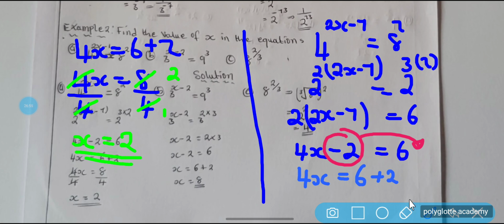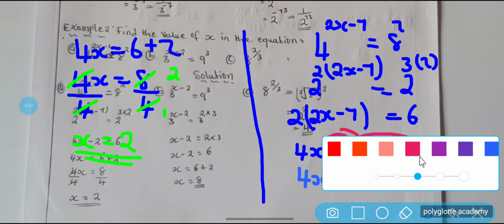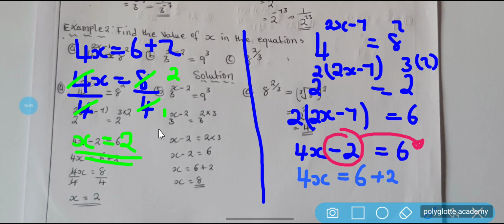So this is the answer, and we can tick that in red because we found the answer. So this is it. Correct.